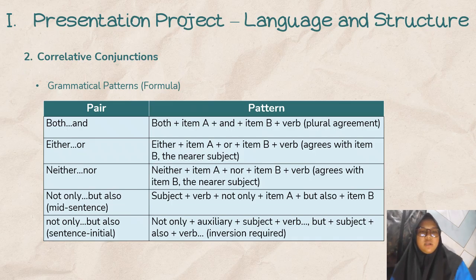"Not only...but also" for mid-sentence is subject plus verb plus not only plus item A, but also plus item B. "Not only...but also" sentence-initial is not only plus auxiliary plus subject plus verb, and so on, but plus subject plus also plus verb, and so on. Inversion is required.